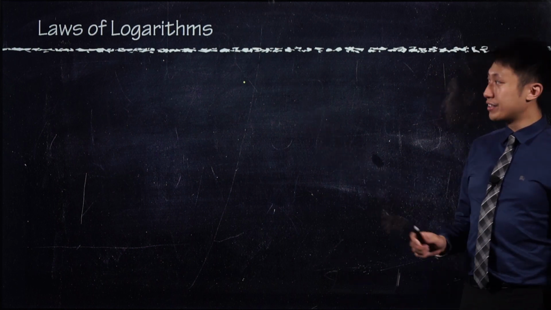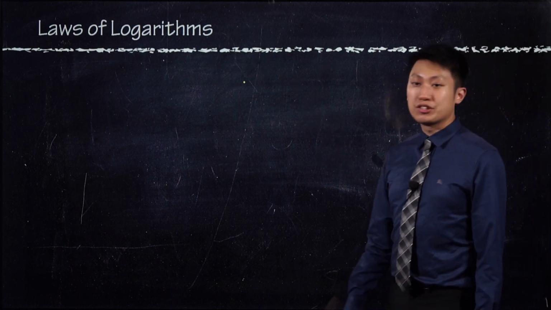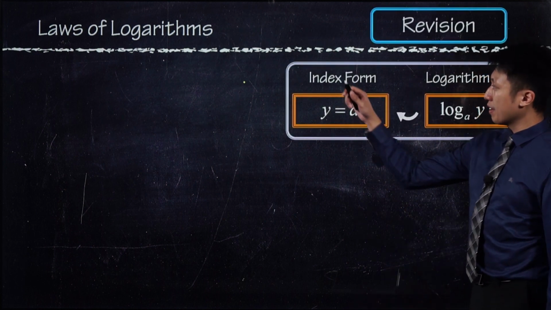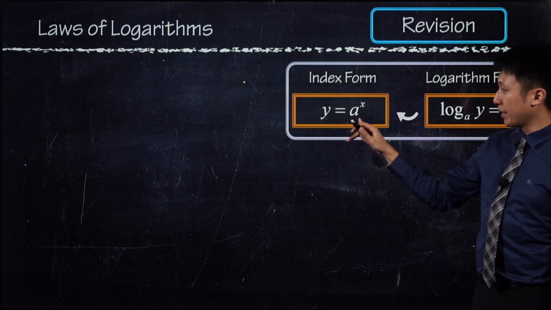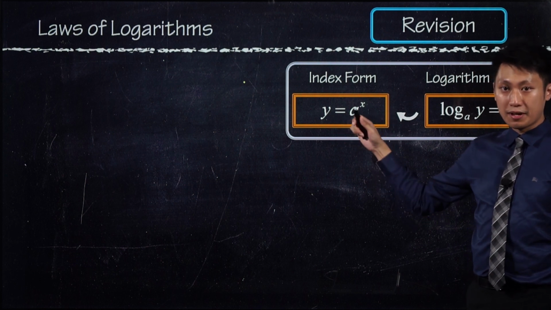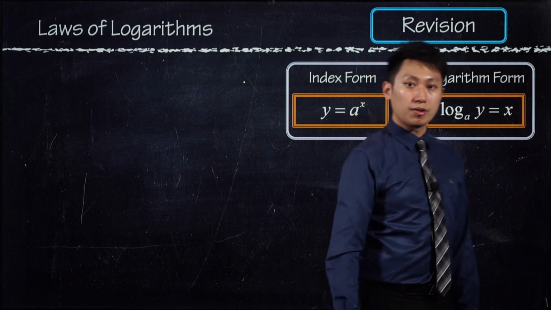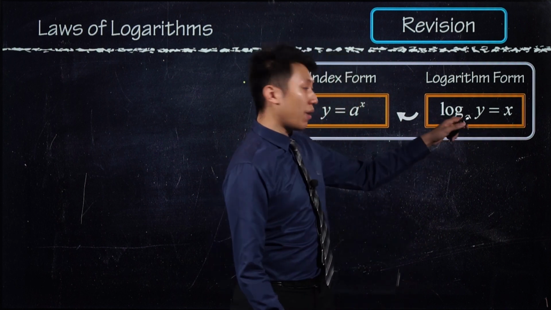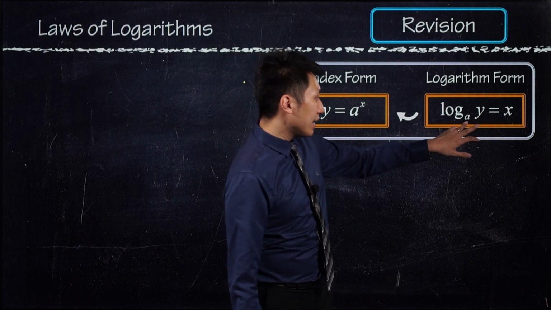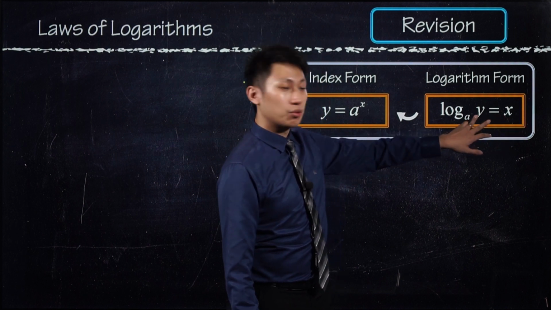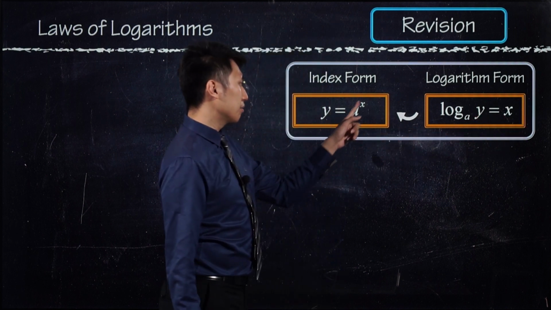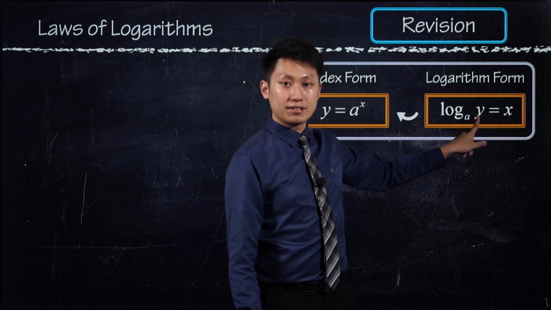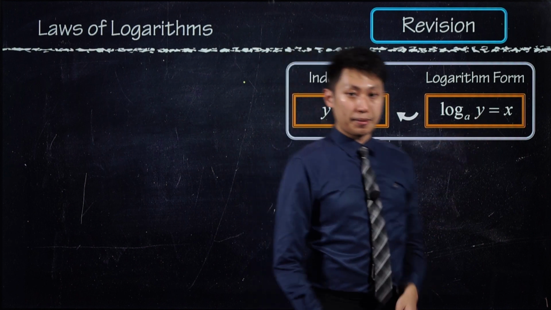So now it's a revision on the laws of logs, which you have done before already, so we just do it very fast. If it's in index form, y equals a to the power x, then how do you represent this in log form? It's going to be log base a of y equals x. Your a to the power of x is equal to y. Okay, so a to the power of x is equal to y. A crosses over to the other side and is equal to this side. Okay, a^x equals y. Right.